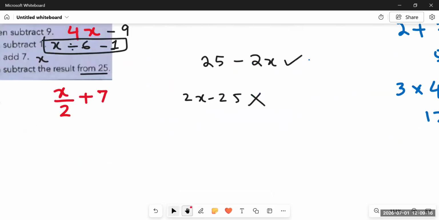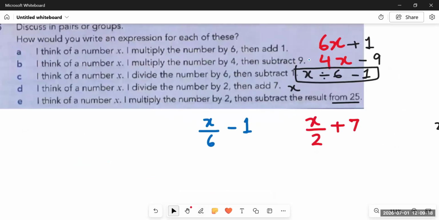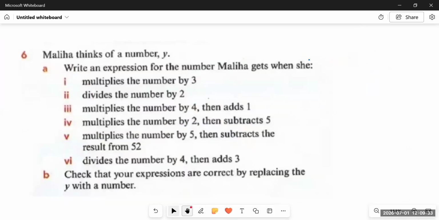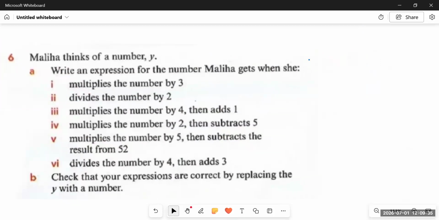So remember this thing, students. So here when it says I multiply the number by 2, it becomes 2x, right? But then I have to subtract this 2x from 25. So it's going to be 25 minus 2x and not 2x minus 25. Okay. Next, we have question number 6, which says Maliha thinks of a number y.